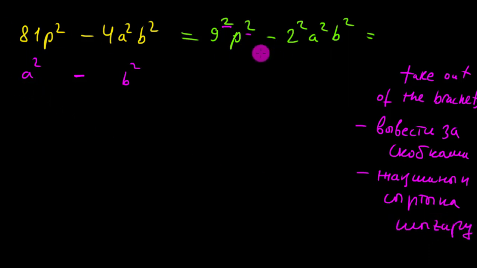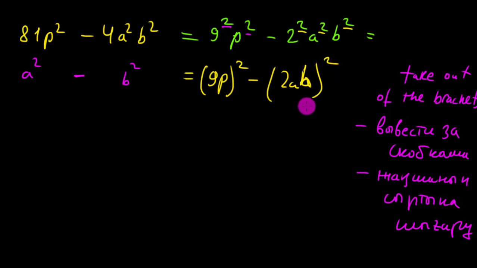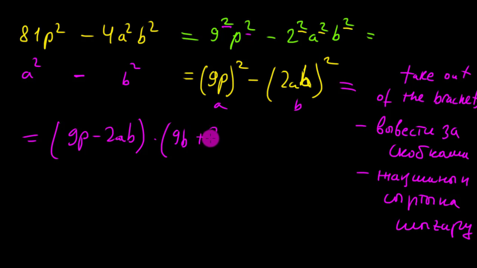So take 2 out of the brackets, like 9p to the power of 2 minus, here the same, 2, they have the same power, so 2ab to the power of 2. So this is your a, this is your b. So this one you can write as 9p minus 2ab times 9p plus 2ab.